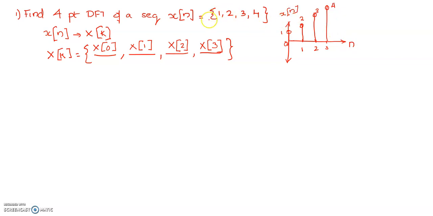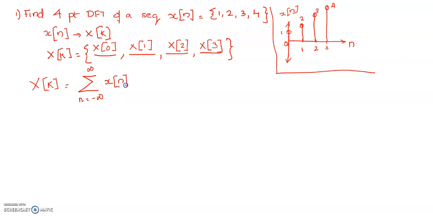So as given in the question, x of n is 1, 2, 3, 4, and this is the diagrammatic representation of x of n. Now before proceeding ahead, if you remember the formula from the previous video, x of k can be given by this particular formula: the sum over n equal to minus infinity to infinity of x of n e raised to minus j 2 pi nk by capital N. This is the formula for this particular problem to be executed.